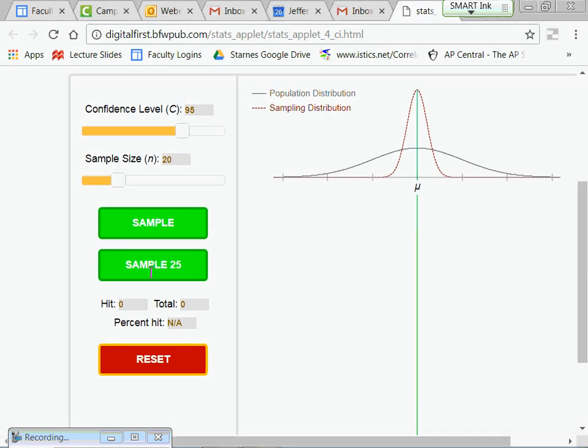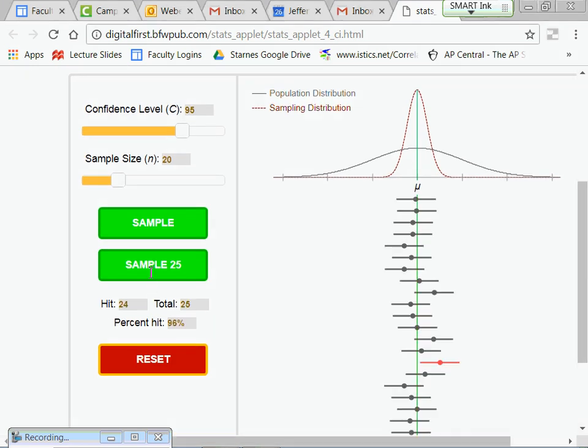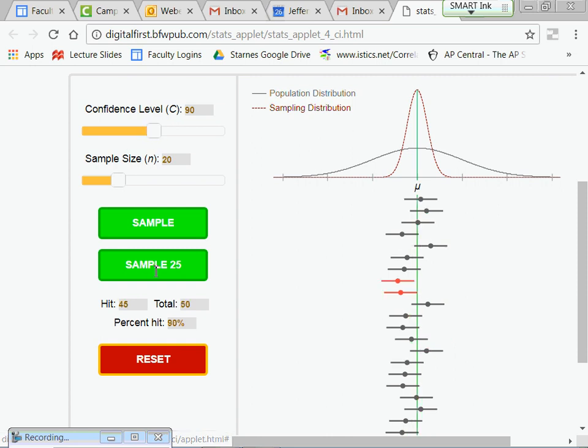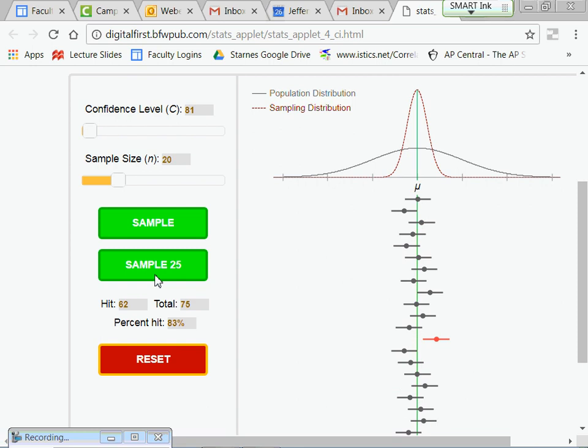All right, so we've got our samples of 25. Notice the length of the confidence intervals, and I'm at 95%, right? What if I change this to 90% and I do another sample? What happens to the length of the interval? And let's go even further. Let's go down to like 80%. Ooh, what happens to the length?